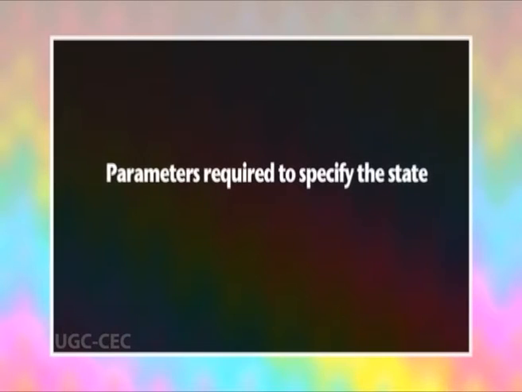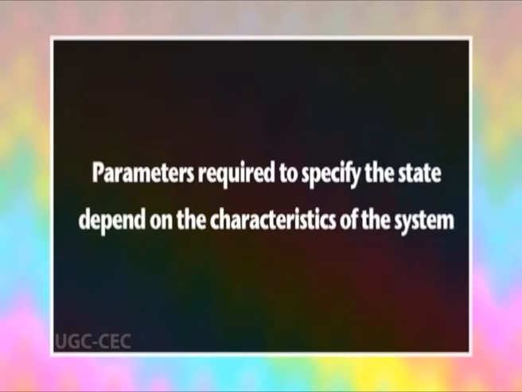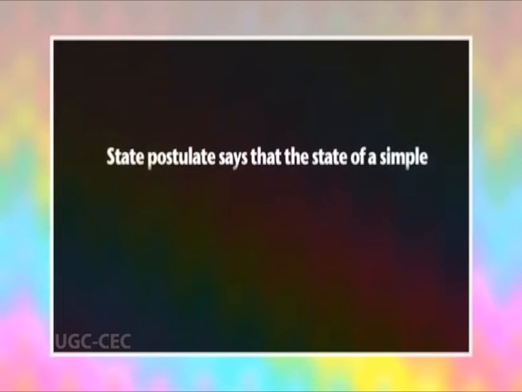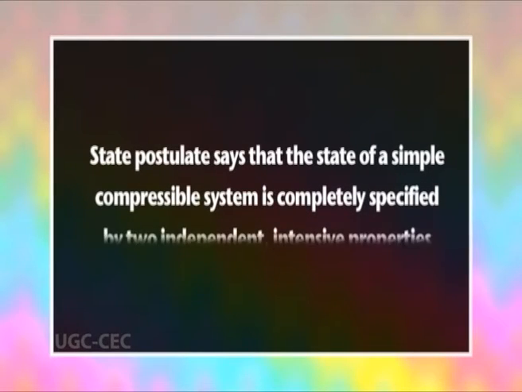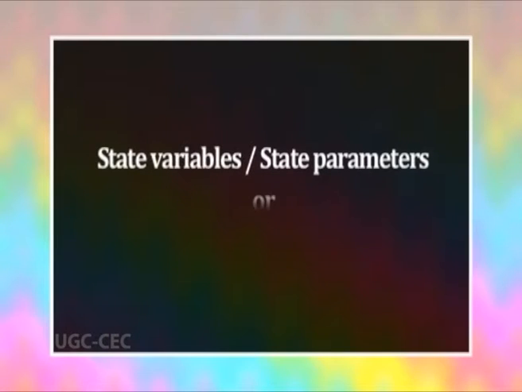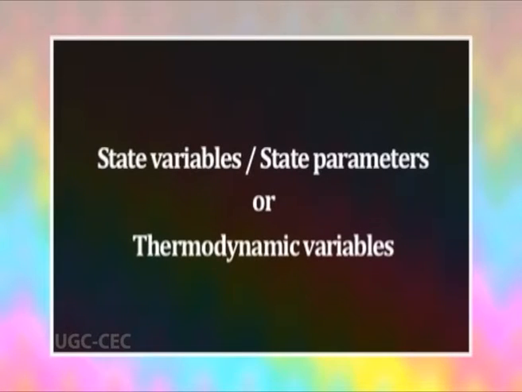The parameters required to specify the state depend on the characteristics of the system. There is an optimal ensemble of parameters that uniquely specify the state, and all other parameters can be derived from these. The state postulate says that the state of a simple compressible system is completely specified by two independent intensive properties. For thermodynamics, a thermodynamic state of a system is its condition at a specific time that is fully identified by values of a suitable set of parameters known as state variables, state parameters, or thermodynamic variables.